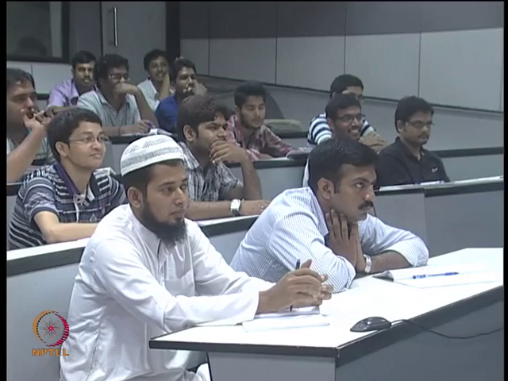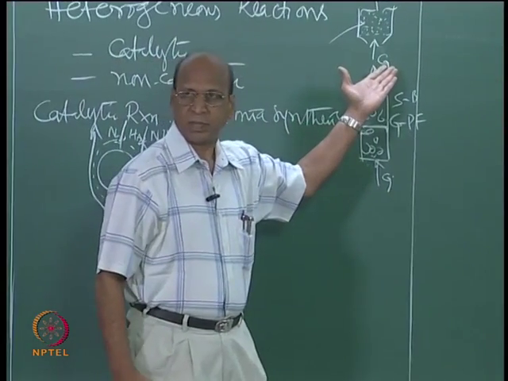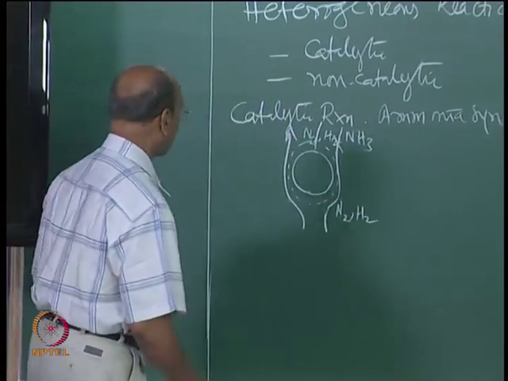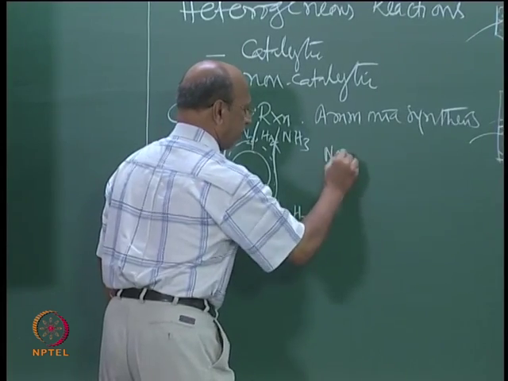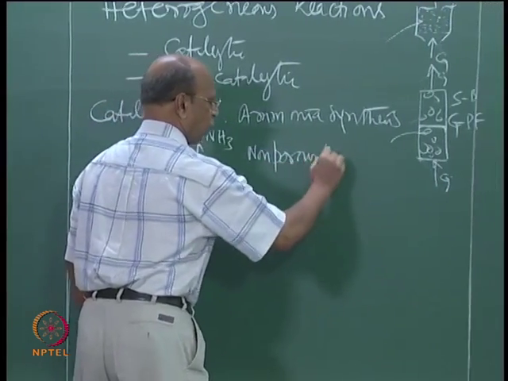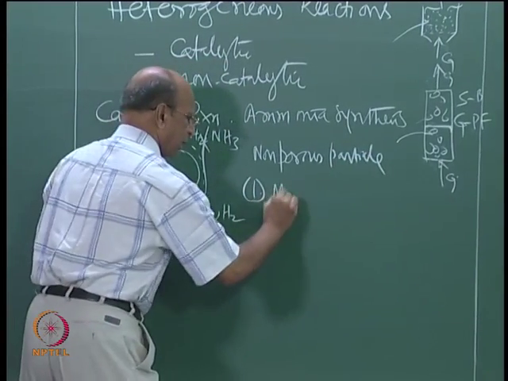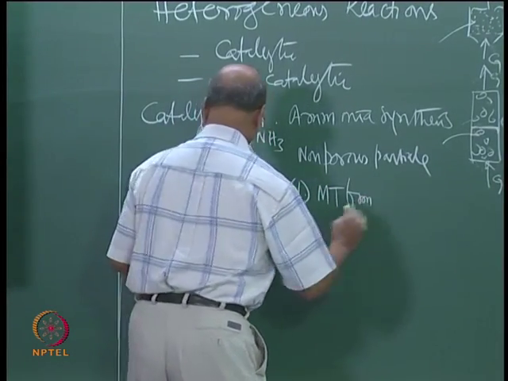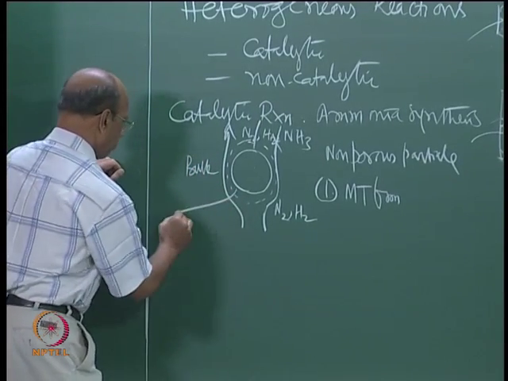That is the reason why ammonia, after it is formed here, will come out. That is what you are seeing at the outlet here. Okay? That is the entire phenomenon taking place. Now, to write the equations, let us list the steps for a non-porous particle. What is step 1? Step 1 is mass transfer, MT, from the bulk to the surface. This is the bulk and this is the film.